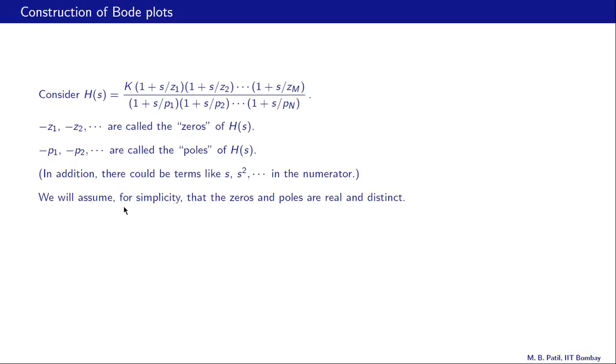We will assume for simplicity that the zeros and poles are real and distinct. So a given zero, for example z1, does not appear more than once. Similarly for poles. And they are all real. In reality they actually could be complex, but to make things simple we will assume that they are all real.